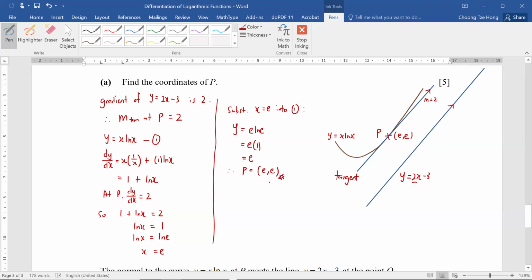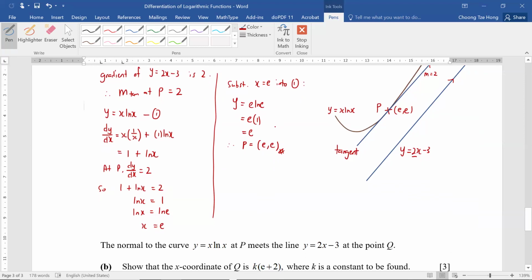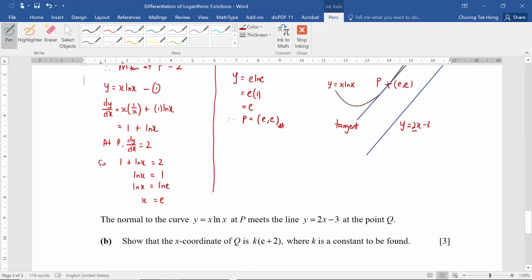Okay, so interesting answer, right? So the coordinates of P will be e, e. Okay, let's move on to part 2 of the question. They say that the normal to the curve y equals x ln x at P meets the line y equals 2x minus 3 at the point Q.